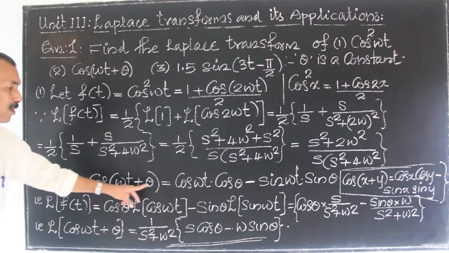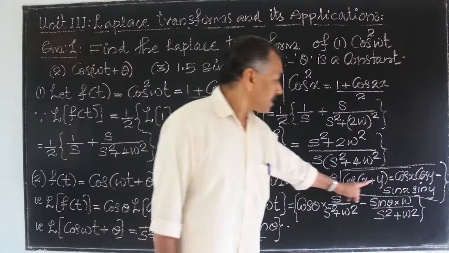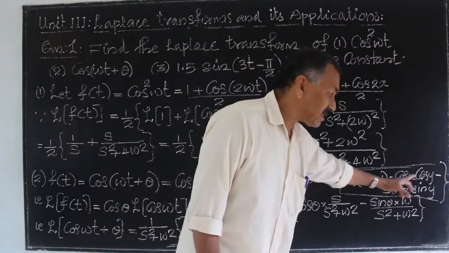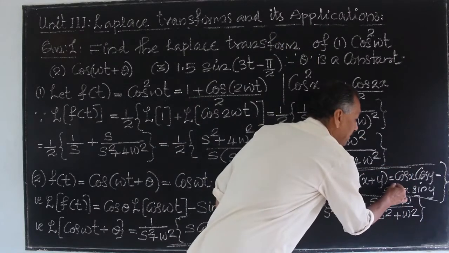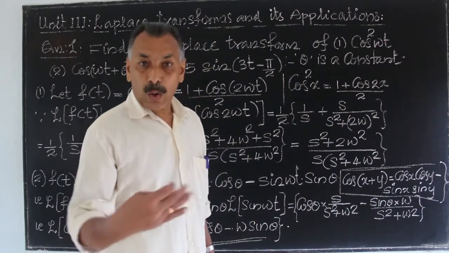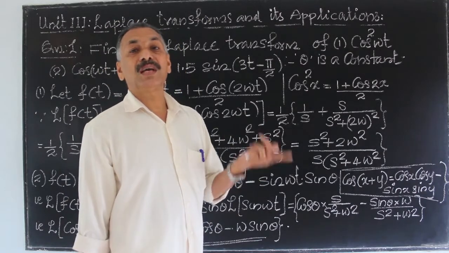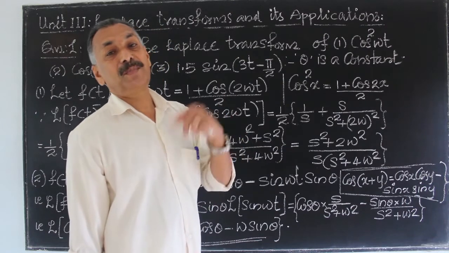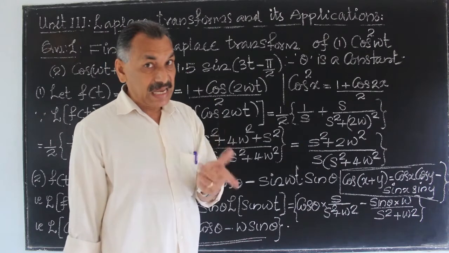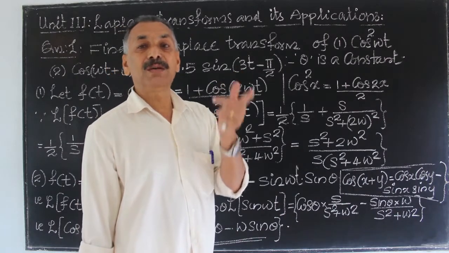This is in the form cos of a plus b, or cos of x plus y. What is cos of x plus y? Cos of x plus y is equal to cos x cos y minus sin x sin y. Cos a plus b is equal to cos a cos b minus sin a sin b. Cos a minus b is equal to cos a cos b plus sin a sin b. Sin a plus b is equal to sin a cos b plus cos a sin b. Sin a minus b is equal to sin a cos b minus cos a sin b.